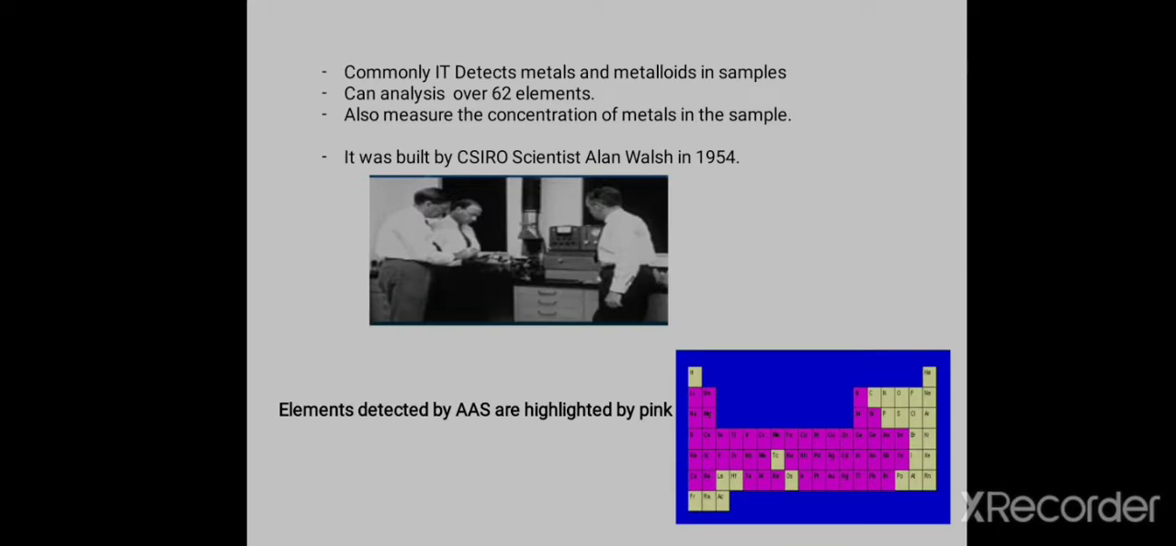Commonly, atomic absorption spectroscopy detects metals and metalloids in samples. It can analyze over 62 elements and also measure the concentration of metals in the sample. It was built by CSIRO scientist Alan Walsh in 1954. Elements detected by AAS are highlighted in pink in this periodic table.